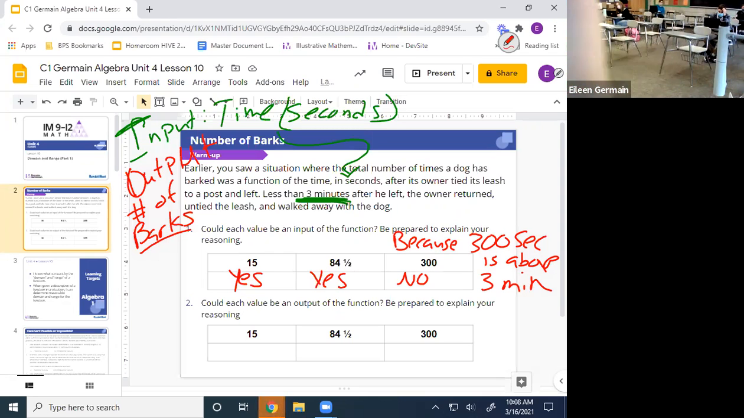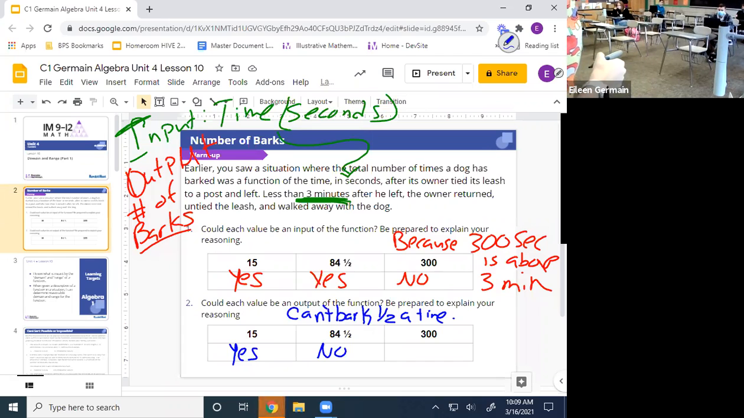Good. Now, could each value be an output of this function? Can 15 be an output? Why? A dog could bark 15 times. Good. What about 84 and a half? Why are you saying no, Kyle? Very good. You need to think about it in the context of the story. He can't bark half a time. What about 300? Nice job, Peyton.